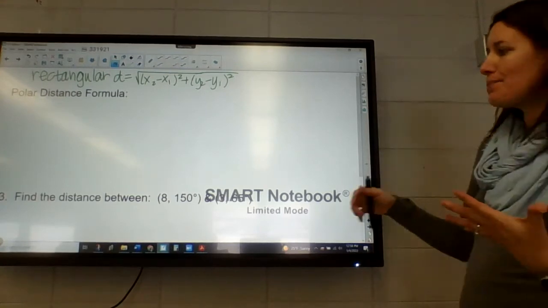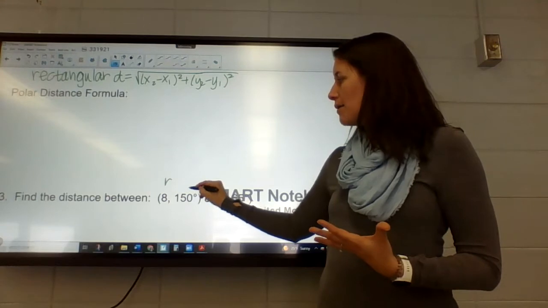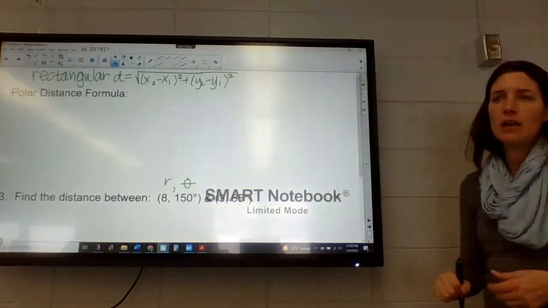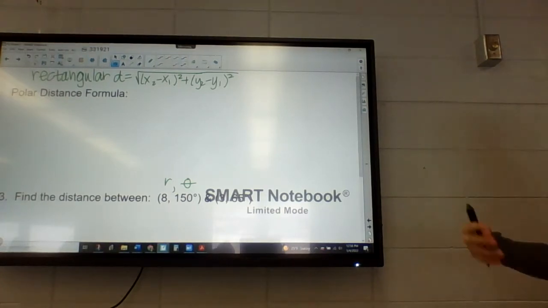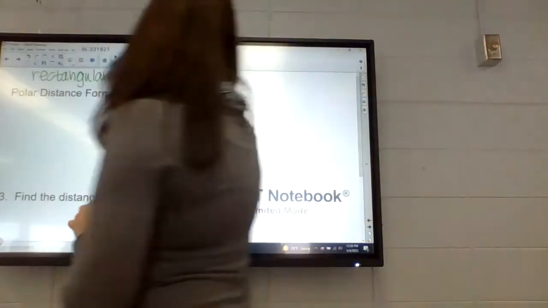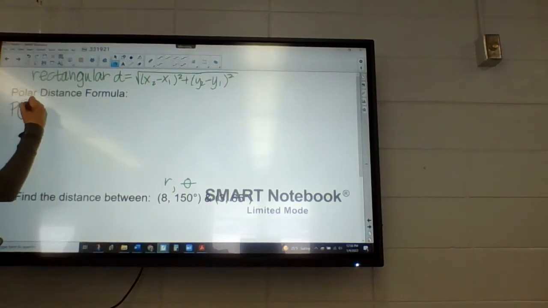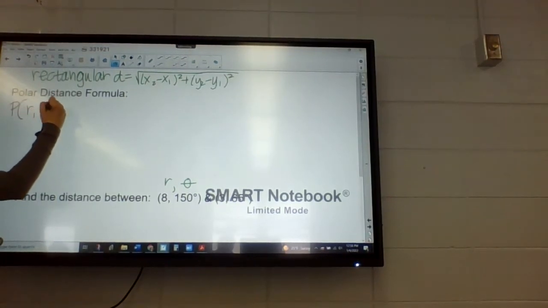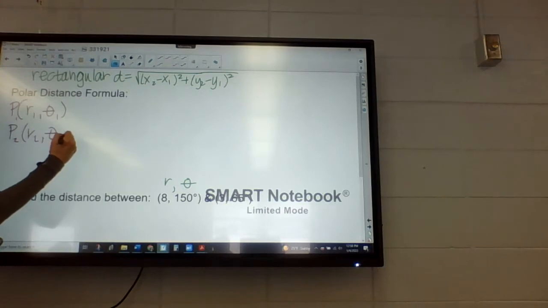Which makes sense because this point is not x comma y, it's r comma theta. Just like we had x2, y2, x1, y1, all those different pieces, we're going to have the same thing here. So we have our points. We have r1 and theta 1, and then r2, theta 2.